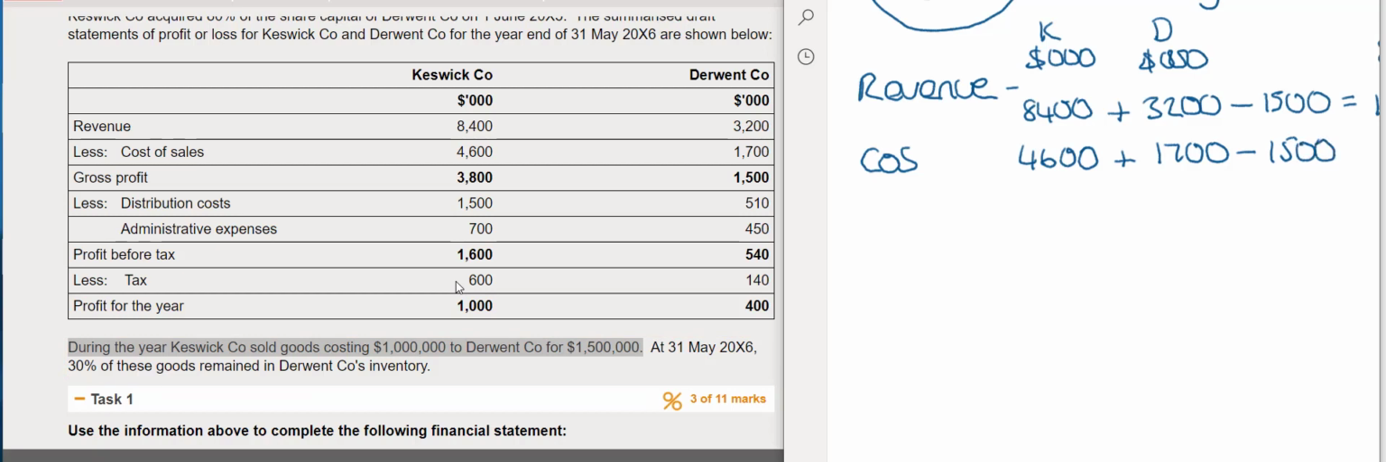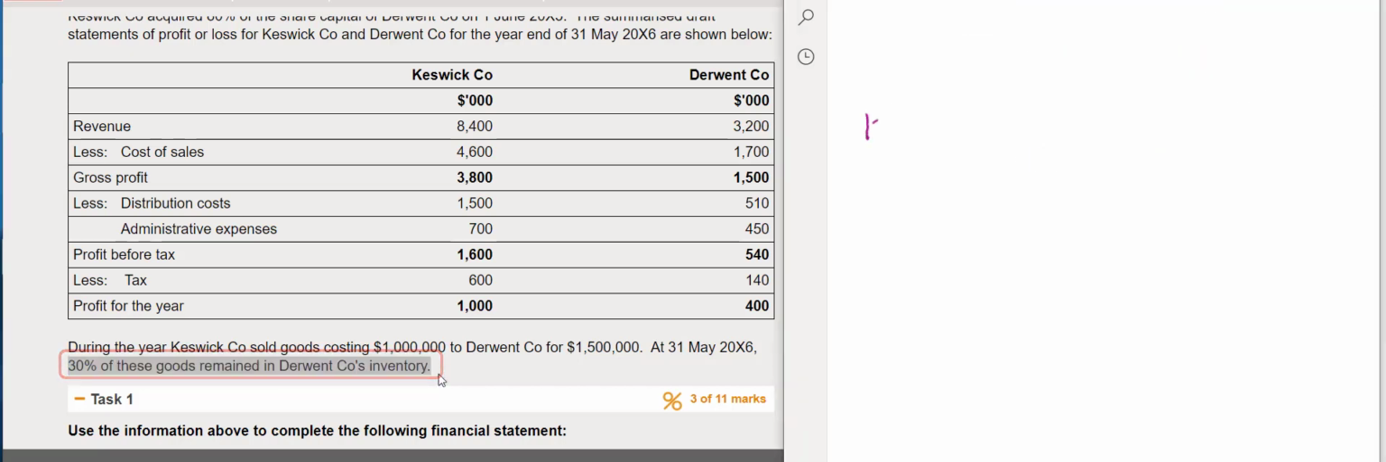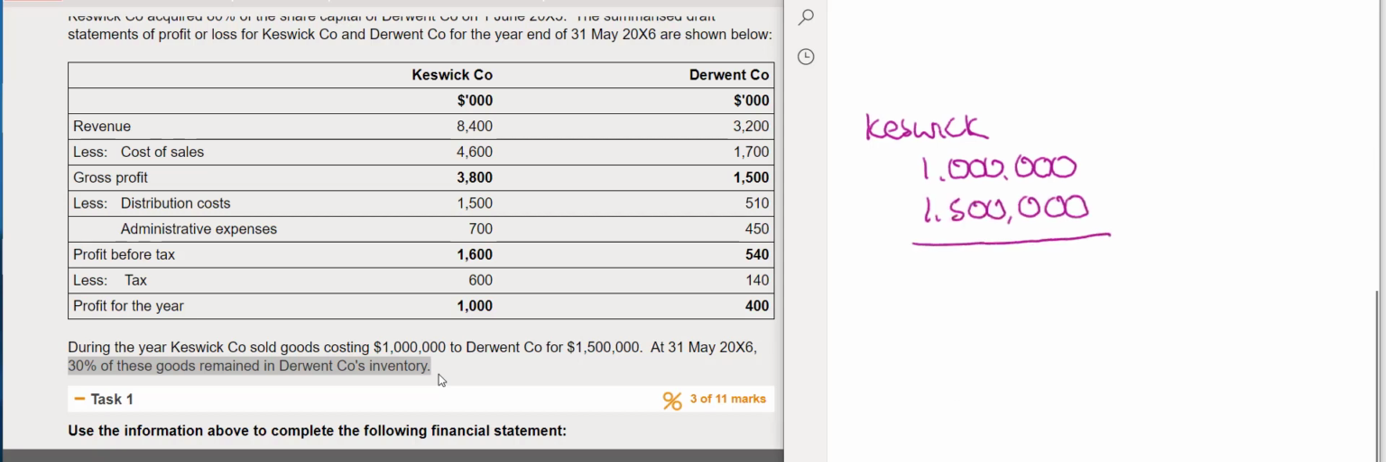In addition to this, we are also told at the end of the year on the 31st of May, 30% of these goods remained in Derwent's inventory. When Keswick made a sale to Derwent, they made a profit. They bought the goods for 1 million and then sold the goods for 1.5 million. They have therefore made a profit of 500,000.